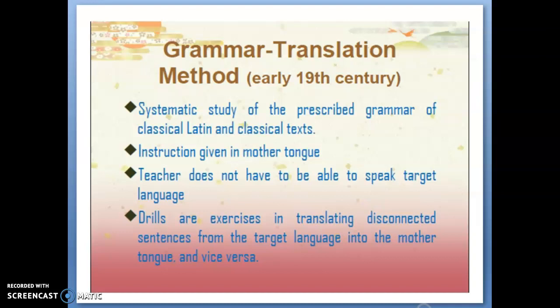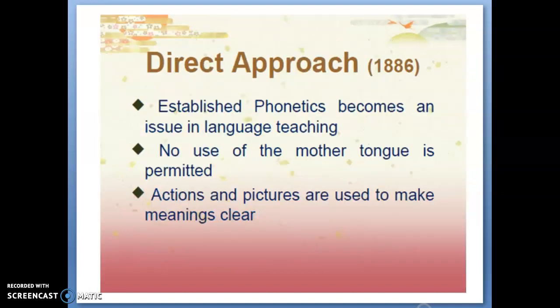Okay, next we continue to the direct approach in 1886. The direct approach established phonetics becomes an issue in language teaching. So direct methods emphasize the phonetics of the target language. No use of the mother tongue is permitted.